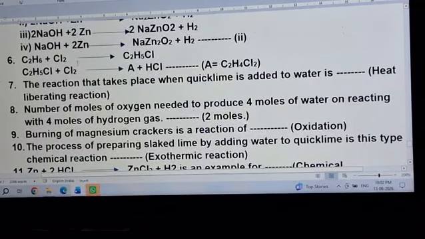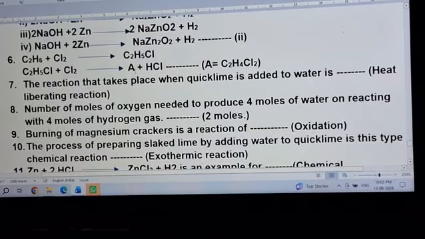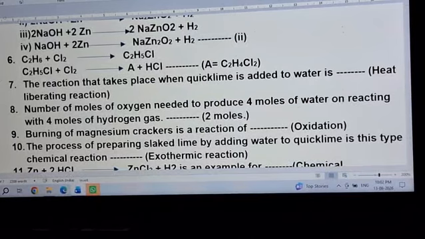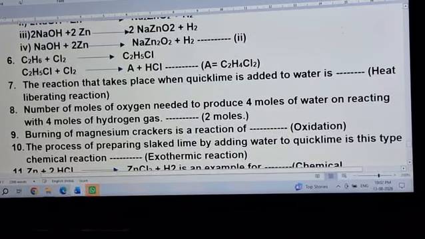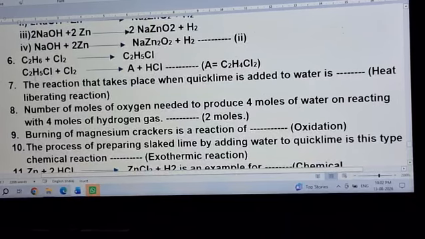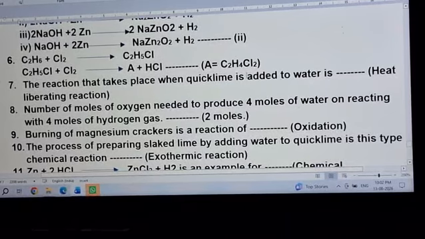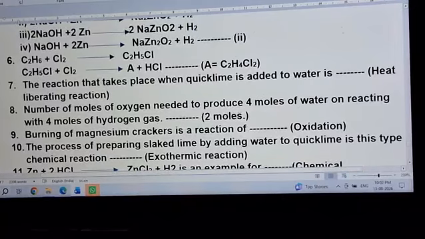C2H6 plus chlorine gives A plus HCl. What is this A? A is nothing but C2H4Cl2. One hydrogen will go to one chlorine here. This chlorine becomes 2, bifurcates into 2. One chlorine atom takes hydrogen here, it forms HCl, and another chlorine atom will be added here. That is why one hydrogen will be reduced, one chlorine will be increased. C2H4Cl2 is the answer for it.